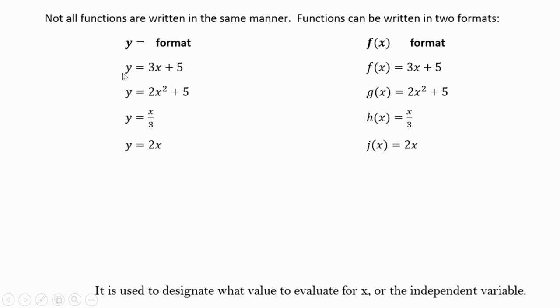Okay, so if this is your equation, y equals 3x plus 5, it could be written as f of x equals 3x plus 5. Now, they don't have to just use f of x. They can name these different names. They can say g of x, h of x, j of x. The reason why the letters are different out front is because those are just names. This is the function f, function g, function h, function j.